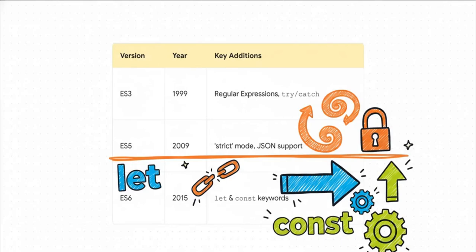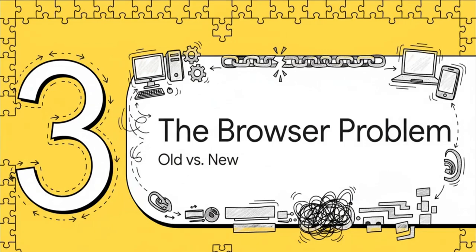And we're not talking about small little tweaks here. These new versions introduced fundamentally different ways to write code. Things like arrow functions or let and const from ES6, they drew a clear line in the sand. All of a sudden, you had old JavaScript and new JavaScript. And this super fast evolution, it created a giant new headache for developers, a problem that every single person who builds stuff for the web still has to deal with.